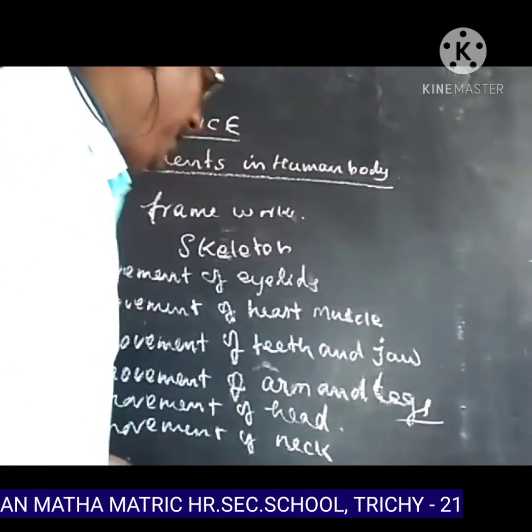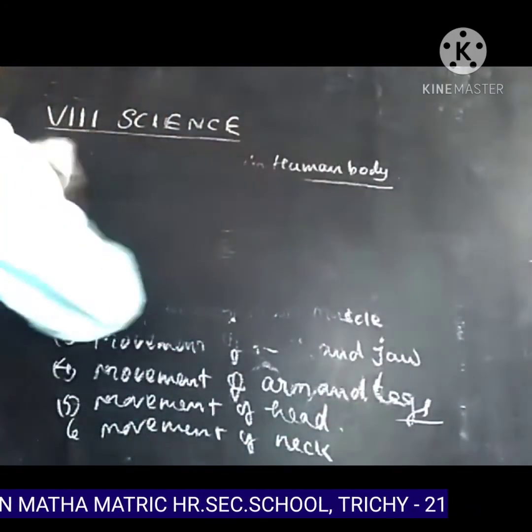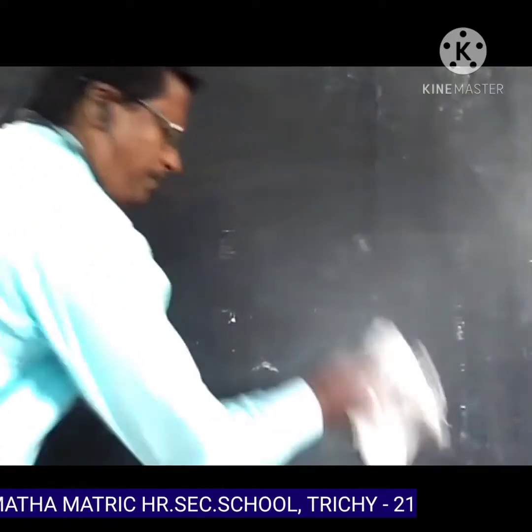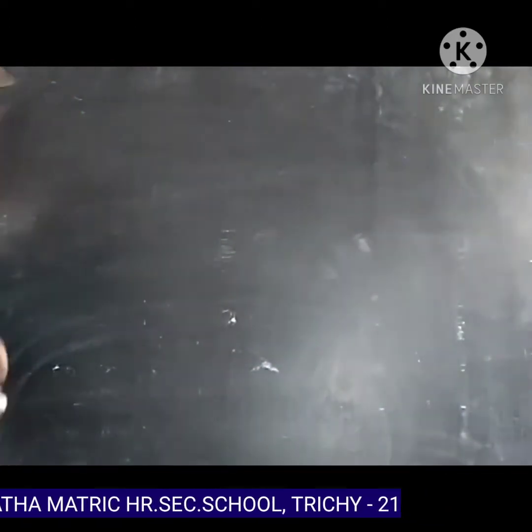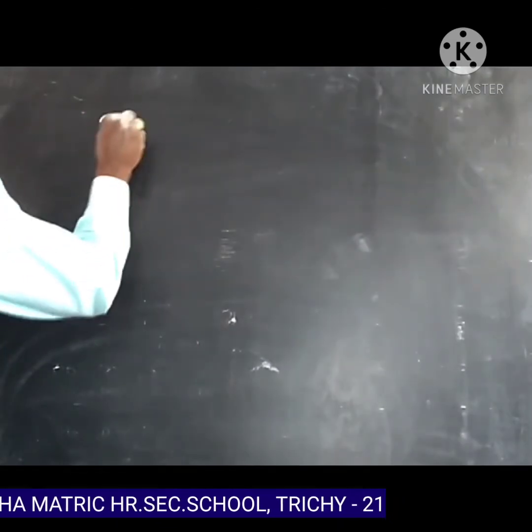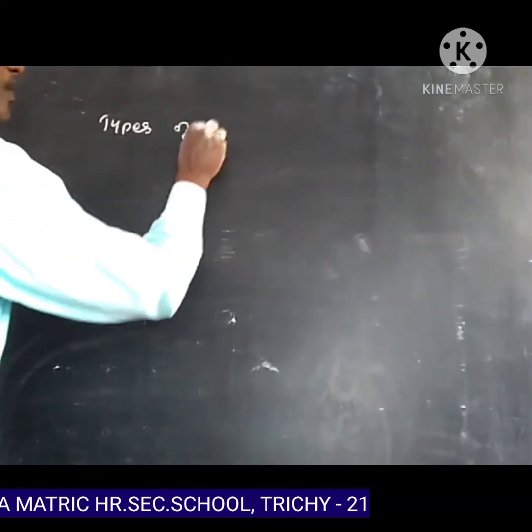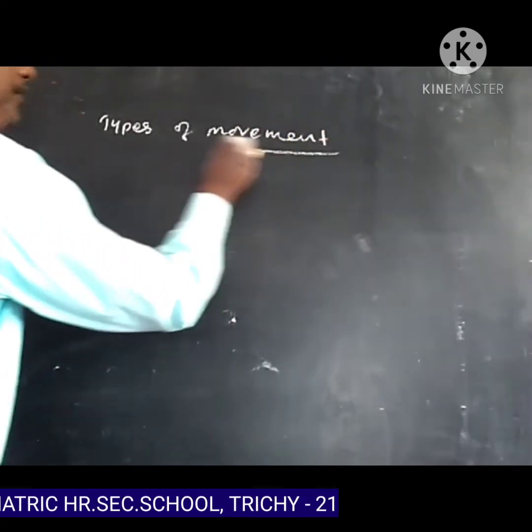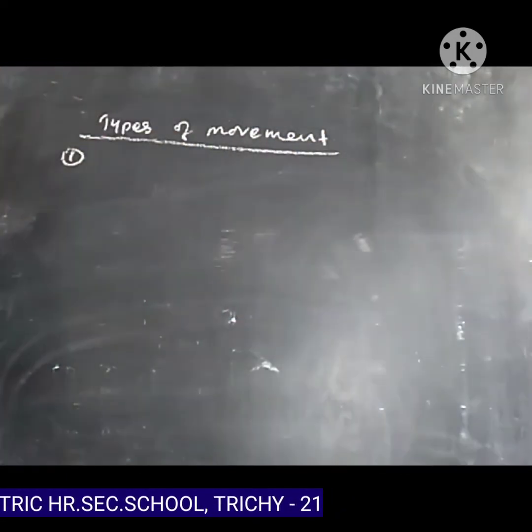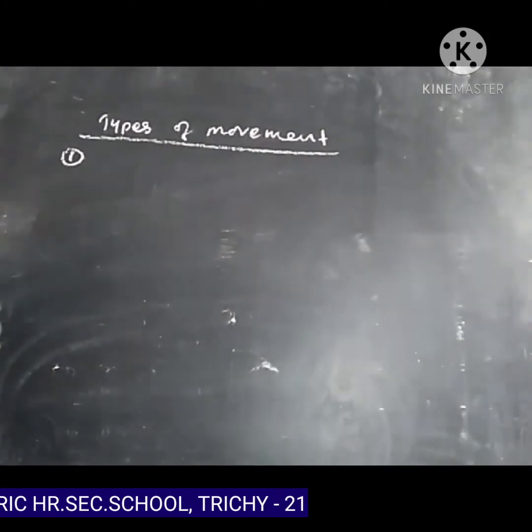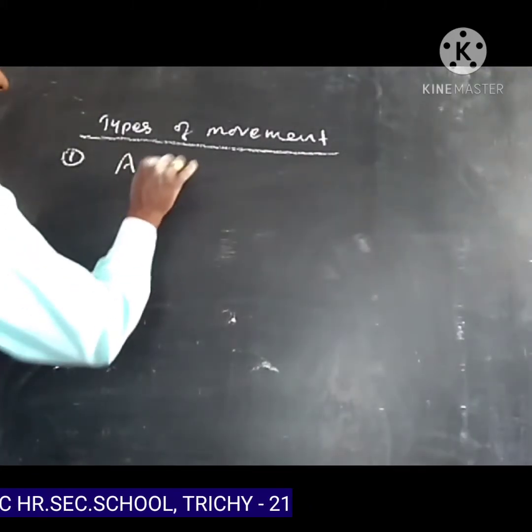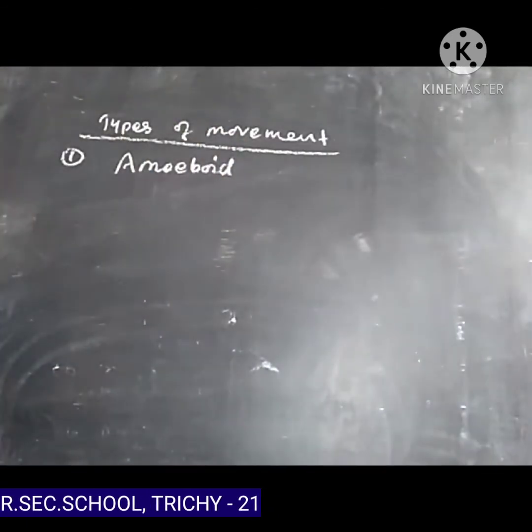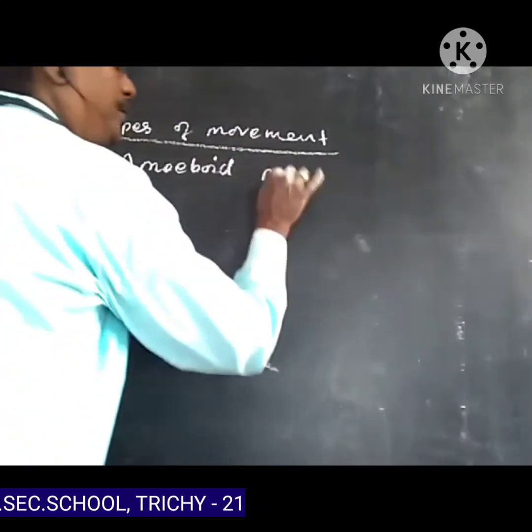Now the types of movements that occur in the human body. There are different types of movements. The first one is called amoeboid movement.